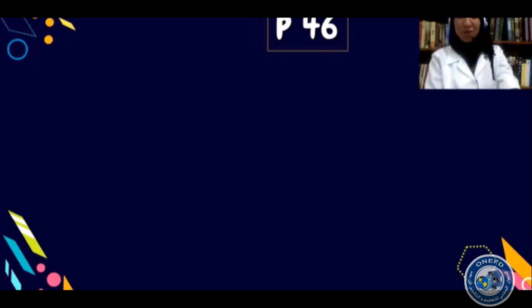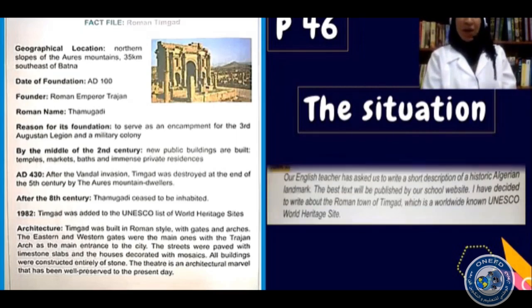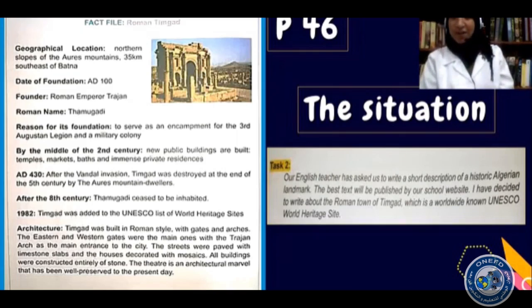So please open your books on page 46. Here we have the fact file that we have seen about Timgad in our last lesson. And here we have the situation again. I read, my English teacher has asked us to write a short description of a historic Algerian landmark. The best text will be published by our school website. I have decided to write about the Roman town of Timgad, which is a worldwide known UNESCO World Heritage Site. So this is our situation.